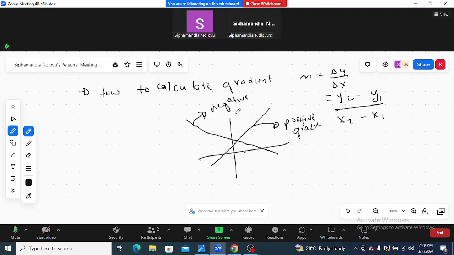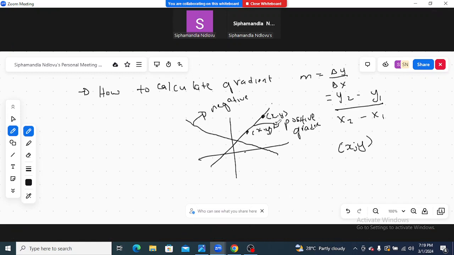For you to calculate the gradient, you only need 2 points on the line. Let me just put it that way. You only need 2 points on the line, and those 2 points are made up of x and y. So basically, you only need coordinates, and the coordinates are made up of x and y. So you need the coordinate of x, y and x, y in order for you to calculate the gradient. And these 2 coordinates must be on the line in order for you to calculate the gradient.